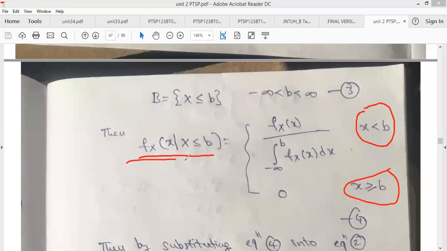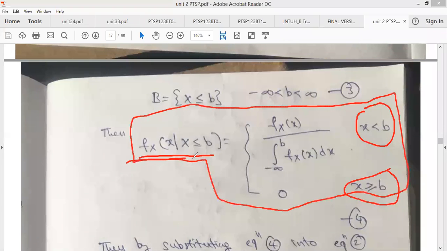So this we have discussed when we discussed the conditional density function. The conditional density function is defined for two cases. The first case is for x less than b. The second case is for x greater than or equal to b. For x less than b, the conditional density function is given as fX of x divided by the integral from minus infinity to b of fX of x dx. For x greater than or equal to b, its value will be 0.